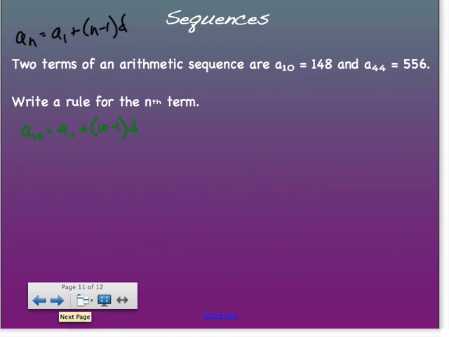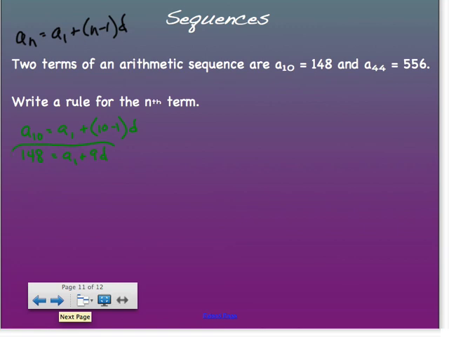So in this case I really end up having two variables, which should trigger some memory: two variables, two equations, probably going to develop some sort of system. So I have a sub 10 equals a sub 1 plus 9d. Can't go much further than that, although what can I swap out here? Do I actually know what a sub 10 is? I think I know a sub 10. If I swap it out, from the problem I know that a sub 10 generates 148. That way I only have two variables left.